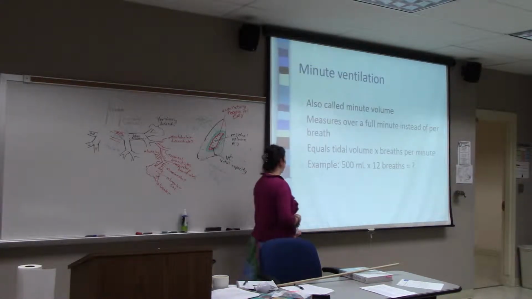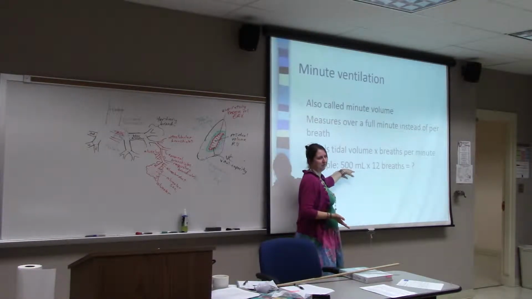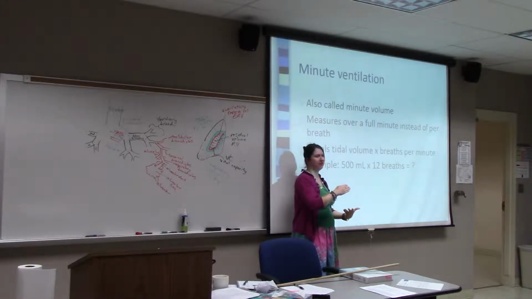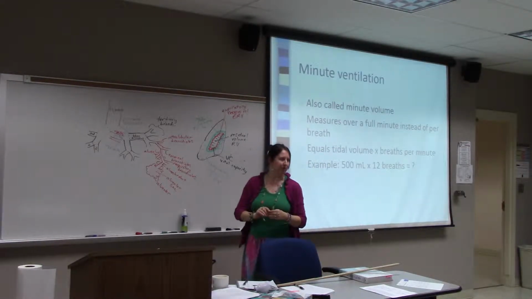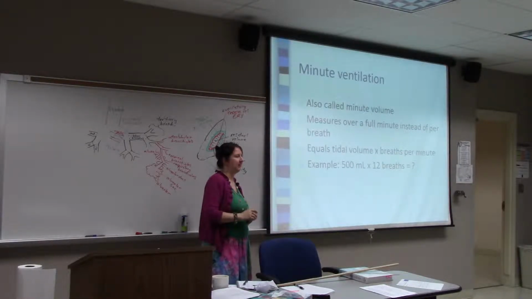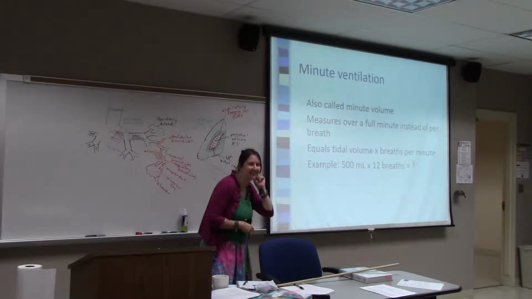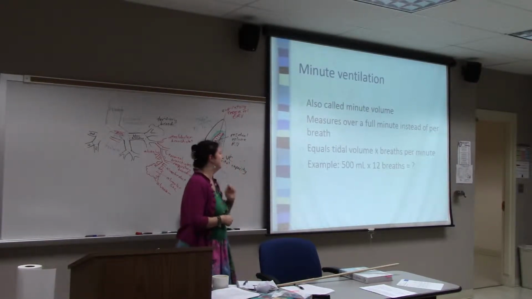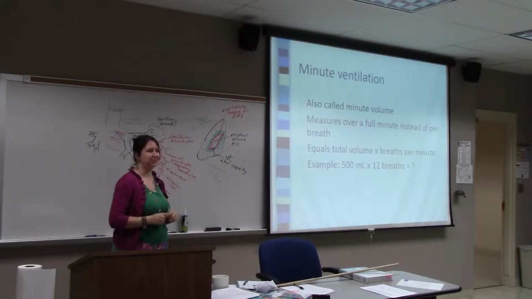For example, if we take the average tidal volume, 500 milliliters, and say 12 breaths per minute, which is on the slow end for most adults, what would we get as our minute ventilation? I think I heard it. Yeah, 6,000 milliliters, or 6 liters.